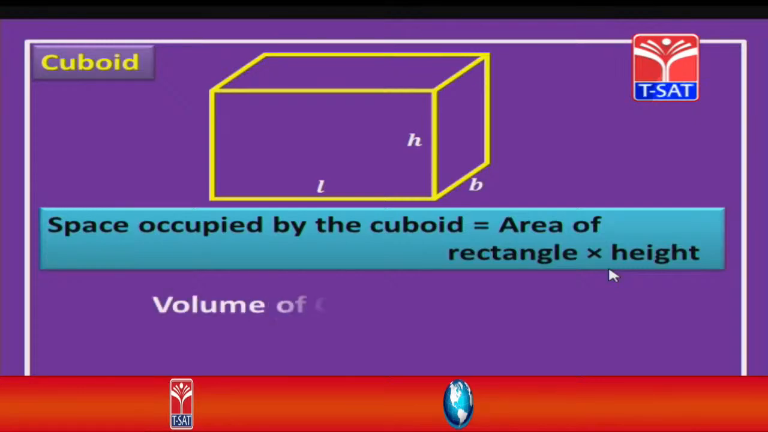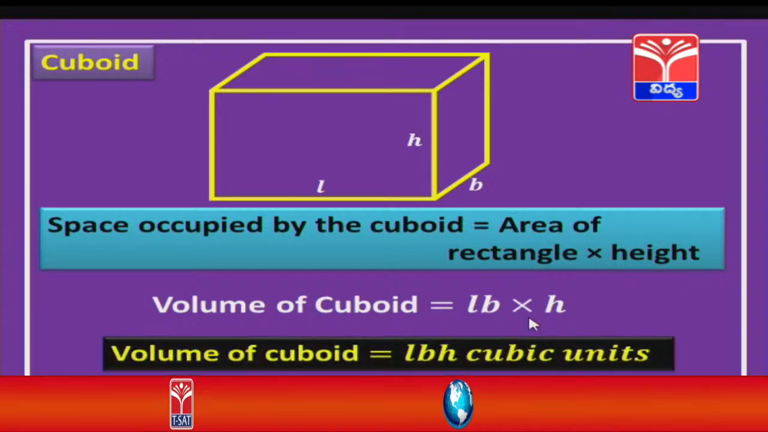Now, let us substitute the values of the area of the rectangle, that is L into B, and the height we have assumed as h. So, LB into h. What do you get, children? Yes, the volume of the cuboid is LBH cubic units.